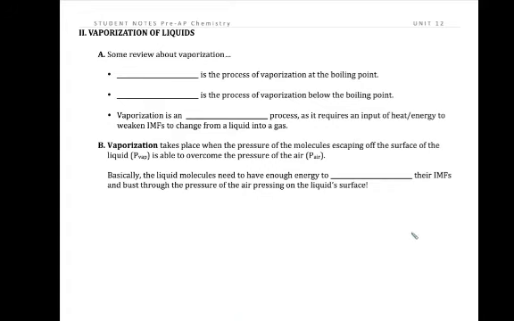We want to talk next about the vaporization and phase changes of liquids.